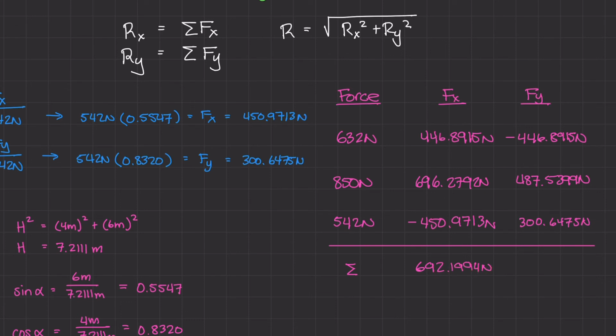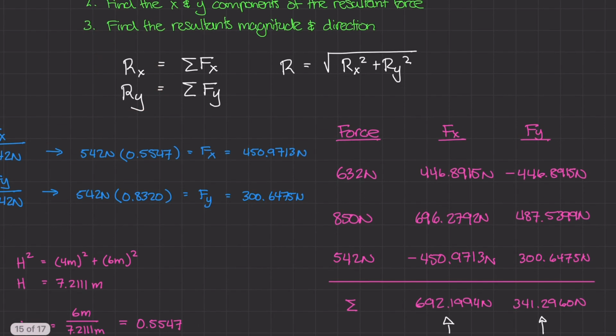And so if we sum all the forces in the x direction, we get a value of 692.199 newtons. And if we sum all the components in the y direction, the vertical direction, we get a value of 341.2960 newtons. Now again, this right here is our Rx component, the scalar value of our Rx component, and this right here is our Ry component. So great, we figured out what Rx and Ry were.